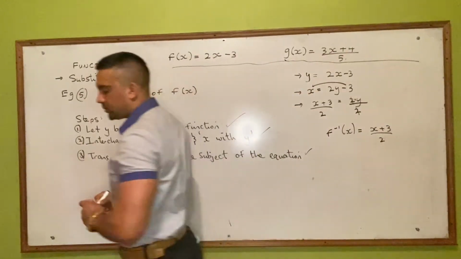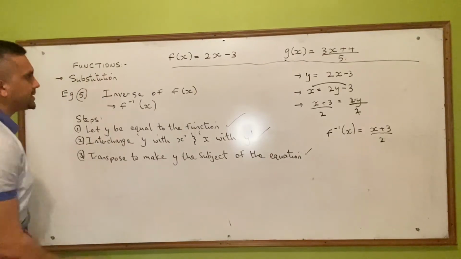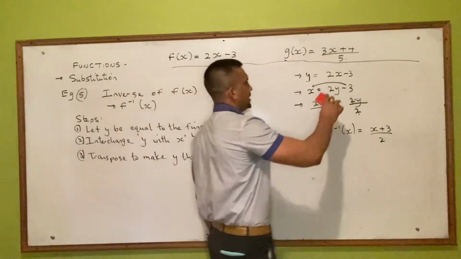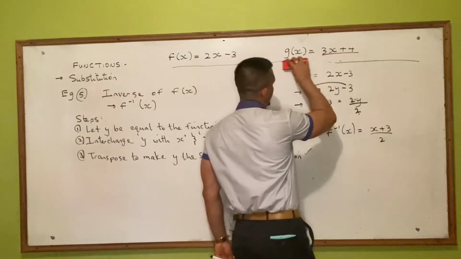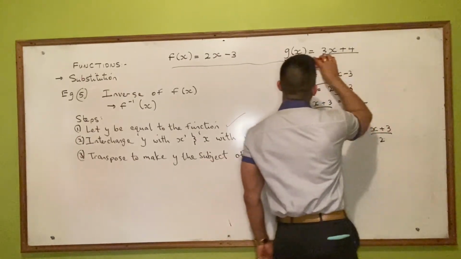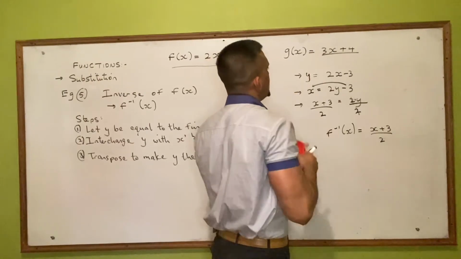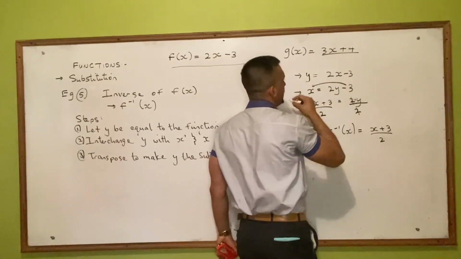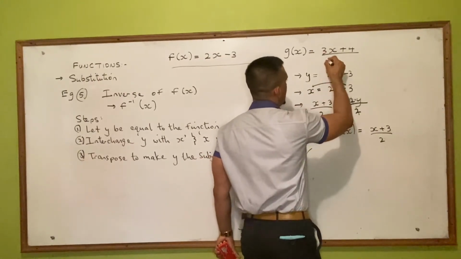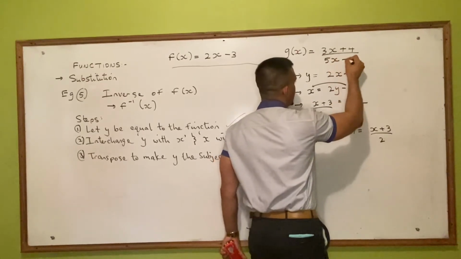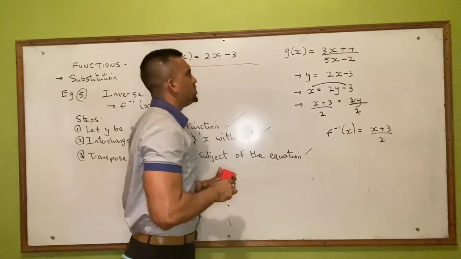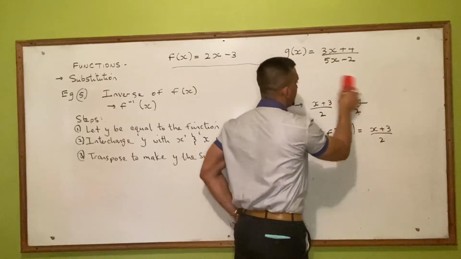Now a more complicated function that CXC can bring is one where you have a variable in the numerator and a variable in the denominator. So I'll just change up g of x a bit. Let's say they give us 3x plus 4 all over 5x minus 2. Let's say this is g of x. g of x is equal to this function.